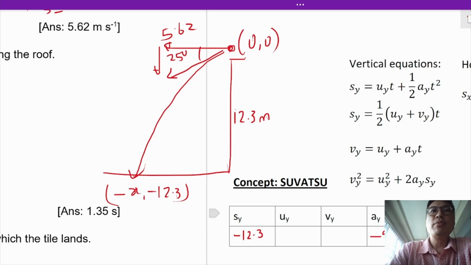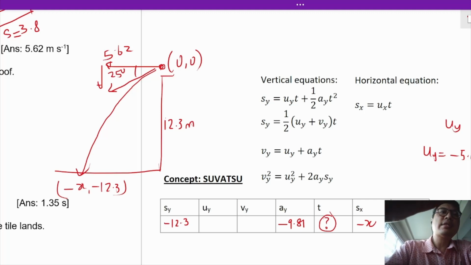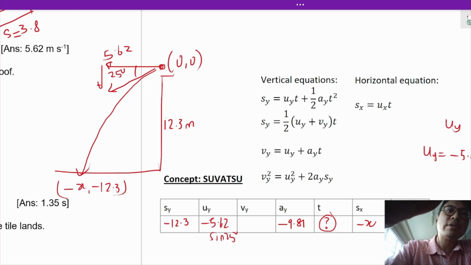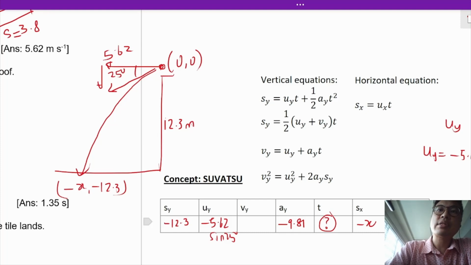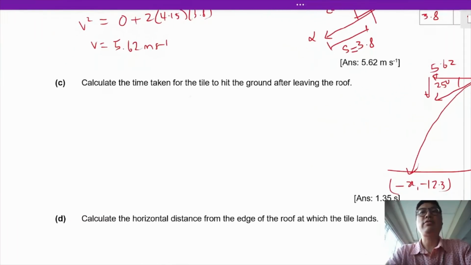Now we have to look at the velocities carefully. Here is 5.62 and this angle here is 25 degrees. So this will be the ux and this will be the uy. Straight away we can see that uy will be negative 5.62 sine 25. The reason it's negative is because it's going downwards. And the ux will be negative 5.62 cosine 25 degrees. So now we've got all the values that we need, and we can start to use the formula.